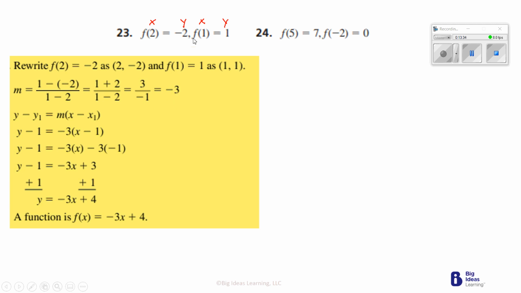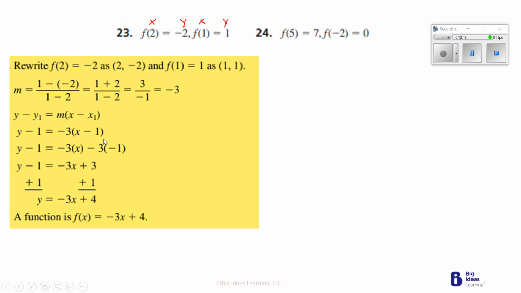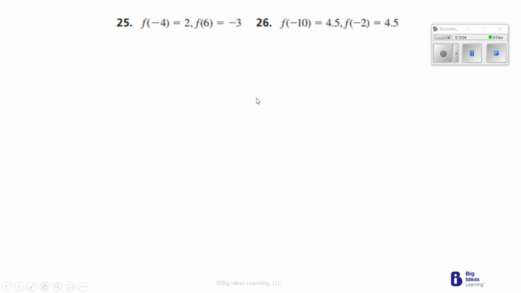Now we're going to plug in the numbers, 1 and 1, which will make them both -1 in our formula, right? -1 and -1. -3 times x is -3x. -3 times -1 will give us a +3. Then we add 1 to both sides to get rid of this -1. And that gives us y equals -3x plus 4, since 3 plus 1 is 4. All right? 24 is yours to do.